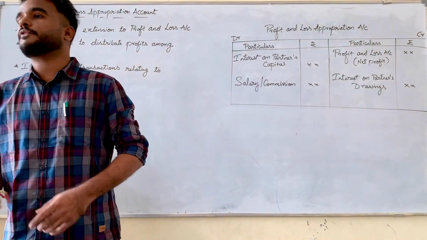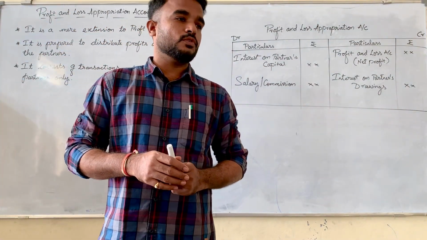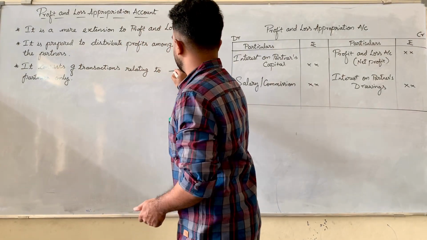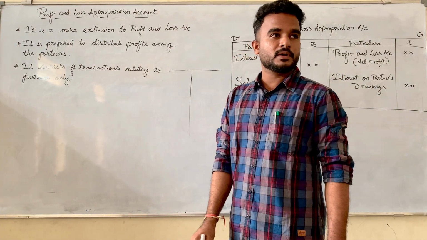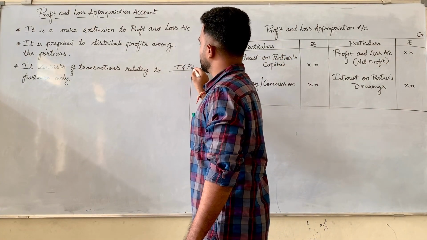Now what is profit and loss appropriation account? It is an extension to profit and loss account. So before knowing that, in first PUC we have studied about trading and profit and loss account. Do you all remember or not? So in trading and profit and loss account, what we used to do?